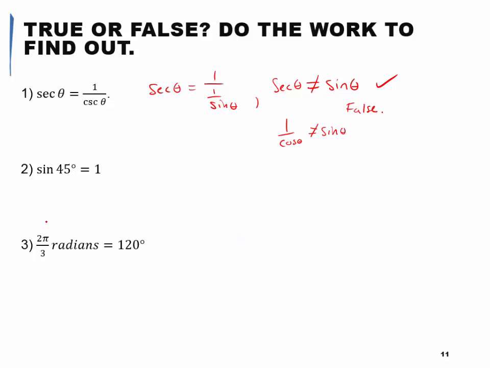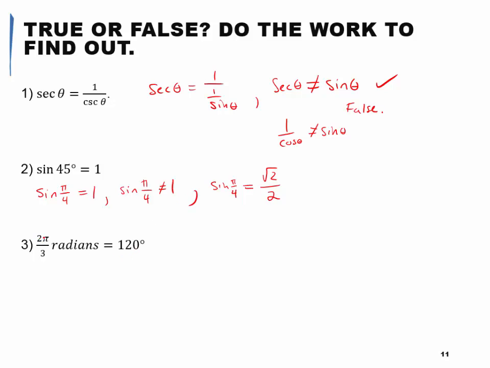Sine of 45 equals 1. Well, that's the same thing as sine of pi over 4 equals 1. I know the fact that sine of pi over 4 does not equal 1. Why? Because sine of pi over 4 does equal square root 2 over 2.